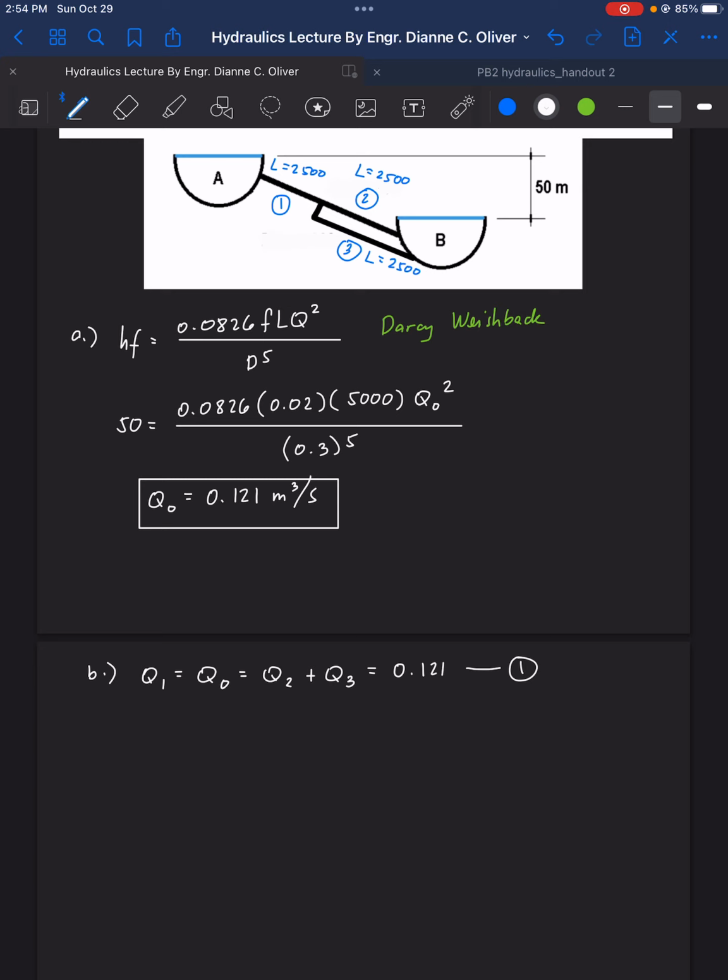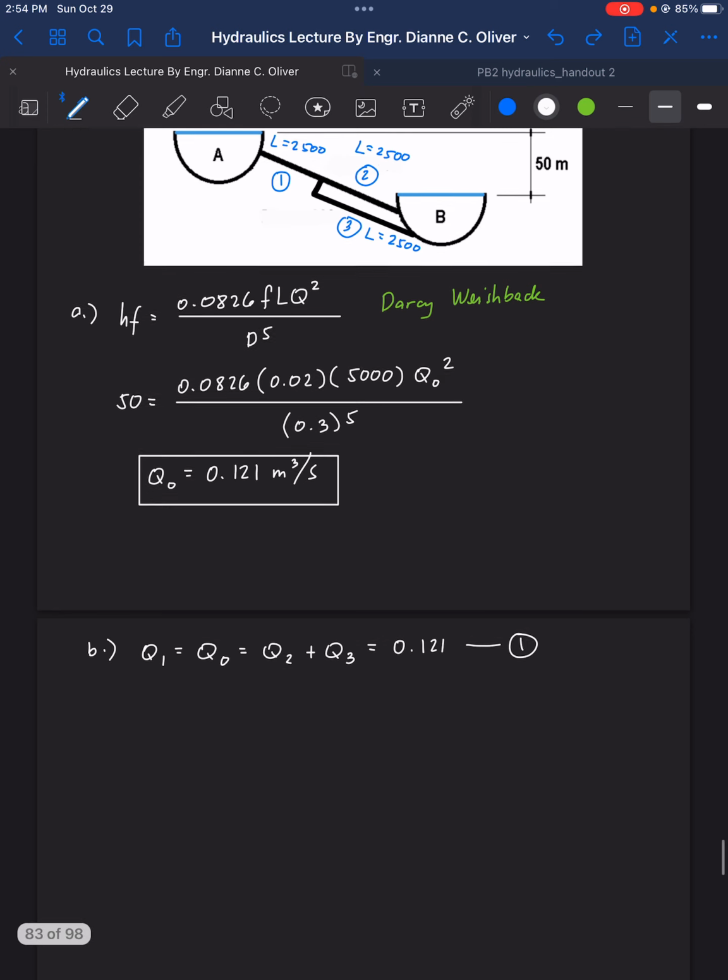And then you can see here that pipelines 2 and 3 are connected in parallel with each other. So head loss of 2 is equal to head loss of pipeline 3. This is equation number 2. And then the total head loss, which is equal to 50, is equal to the head loss of 1 plus the head loss of 2. And again, that is equation number 3.